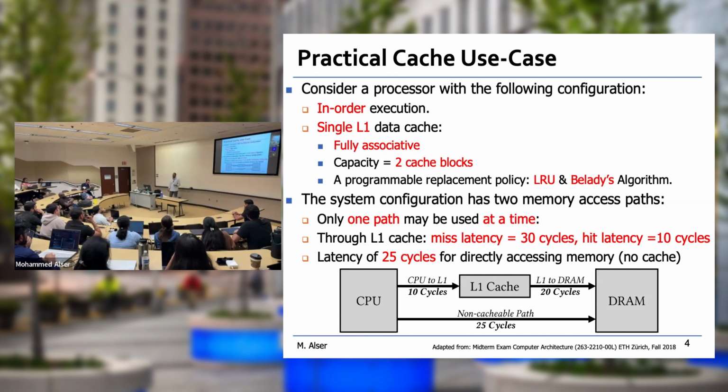Index and tag are unique for each data. No, directly mapped is something else, right? So we have direct mapped, we have n-way associative cache, then we have the next level, fully associative.